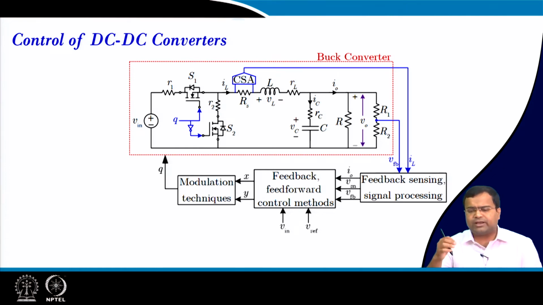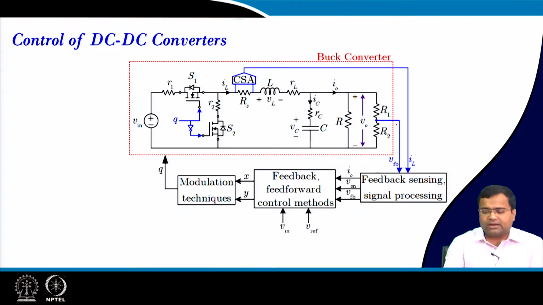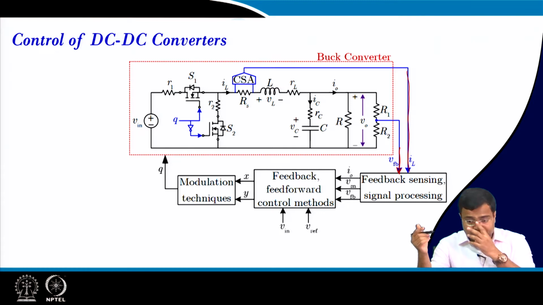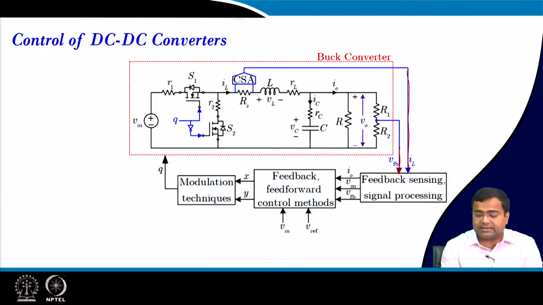Here I am just showing a DC-DC buck converter, but you can replace it with any switching power converter. Here we are sensing the output voltage, this is my feedback voltage, taken through a resistive divider, and then we have a current sensor also. The current sensor is not mandatory, it is optional, depending on whether you are using current mode control or voltage mode control. After the sensing block and signal processing, the signal goes to the feedback control.